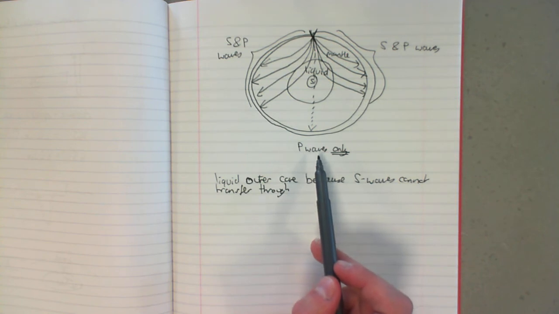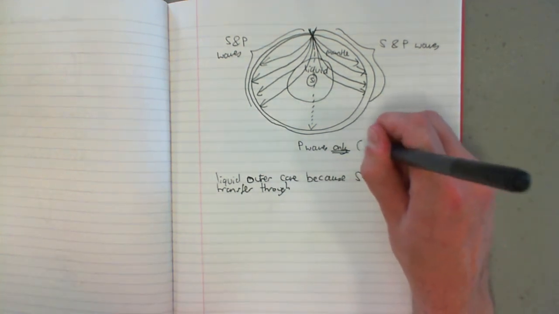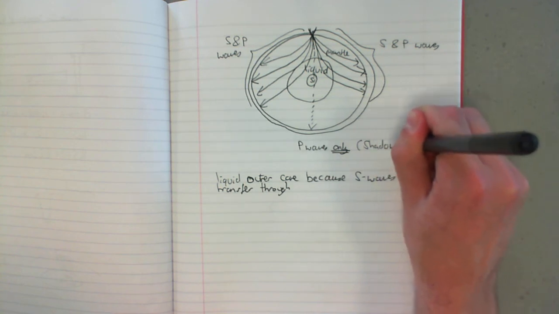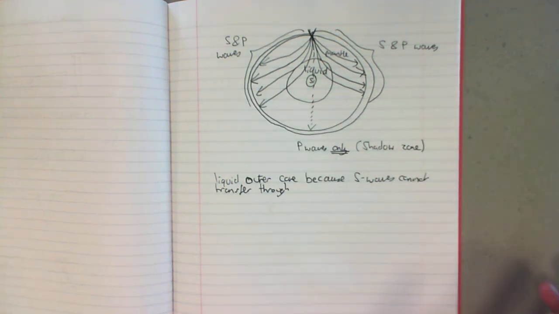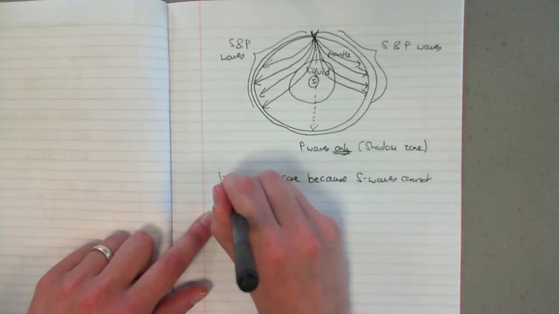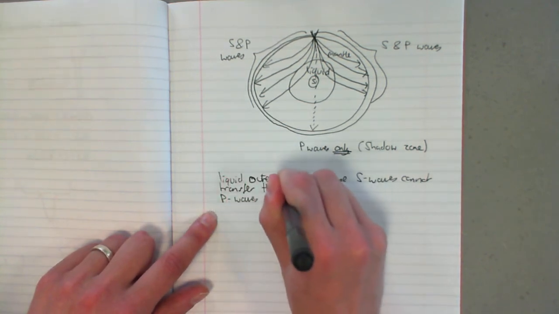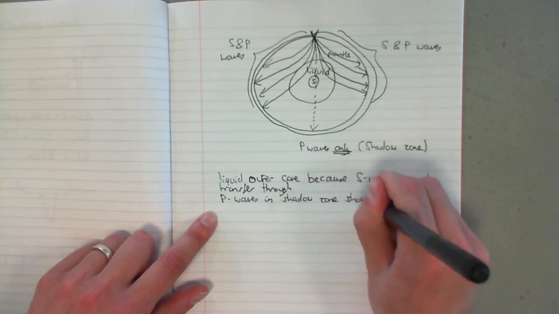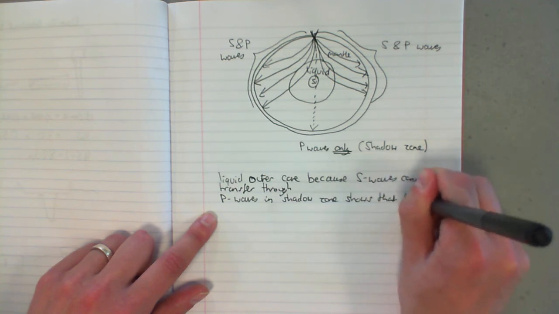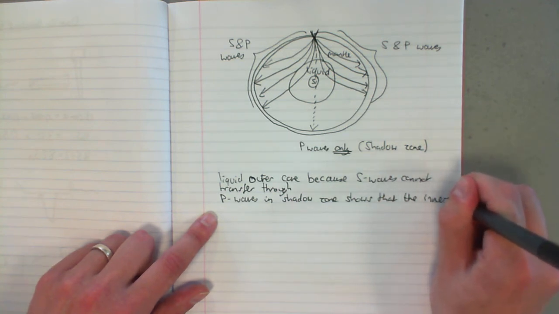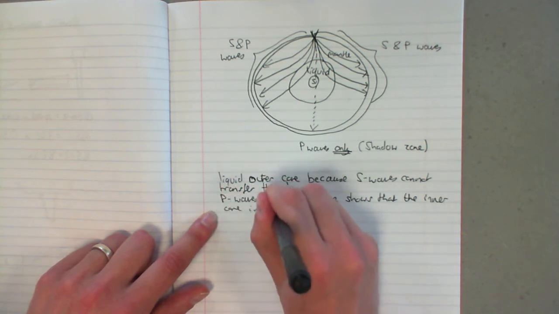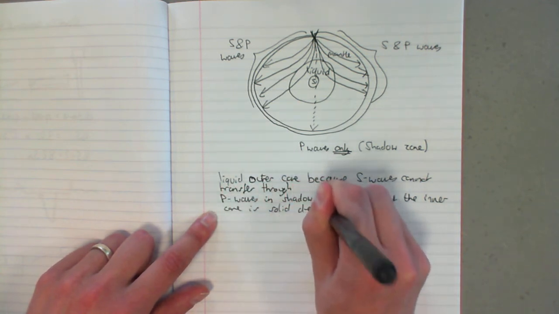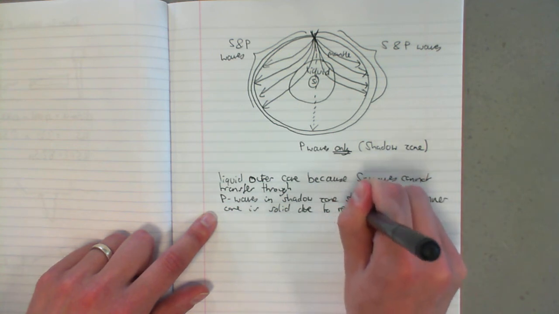Because we get weak P waves in this shadow zone, so let's label that up. Because we get weak P waves in the shadow zone, that shows that the inner core must be solid, due to refraction.